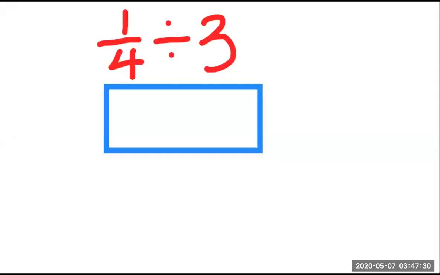So we're going to do some problems using a model to help us so that we can visualize what is happening with these division problems. And then we're going to look for some other patterns. So the first problem we're going to do is 1/4 divided by 3.